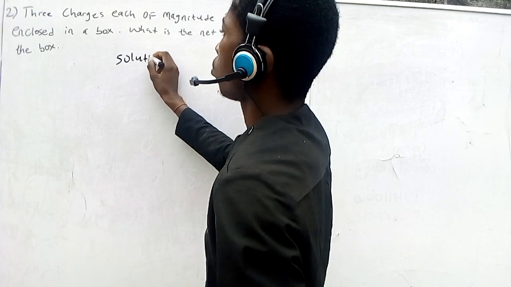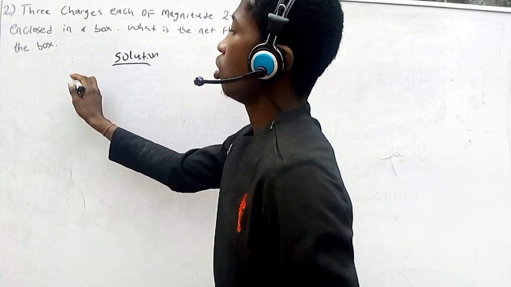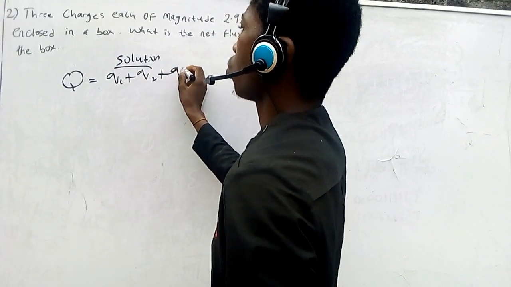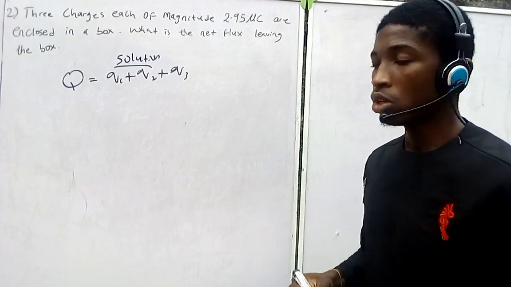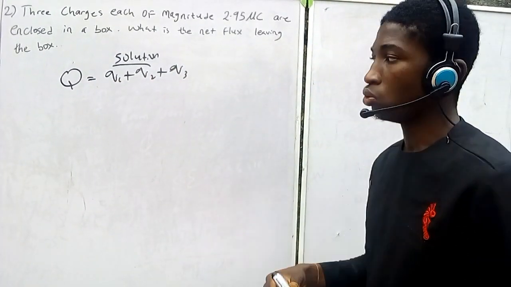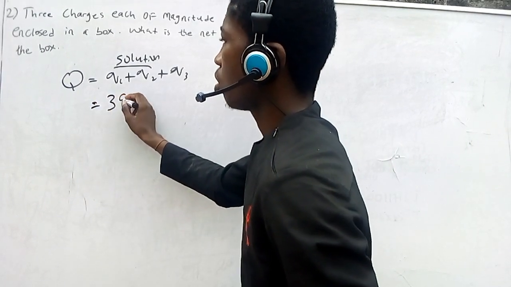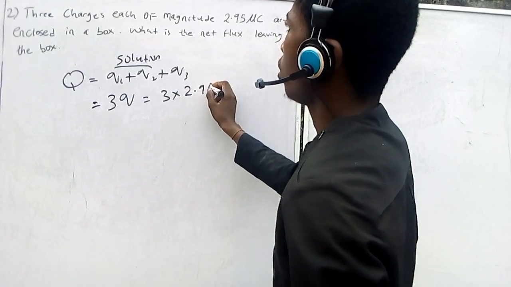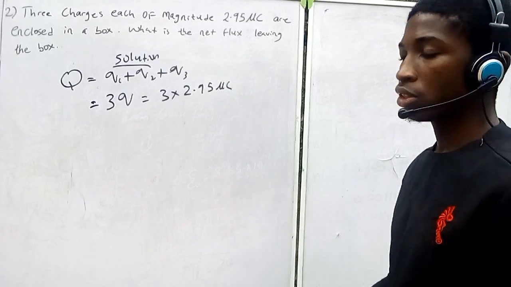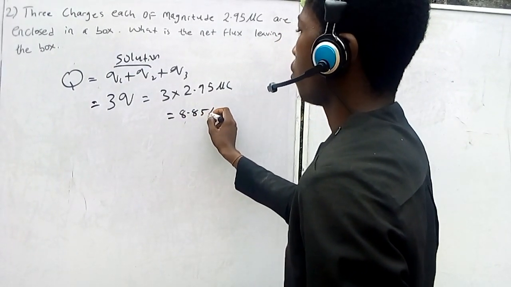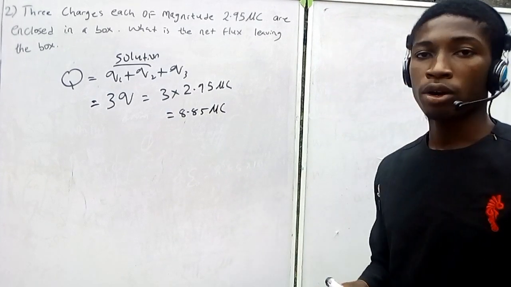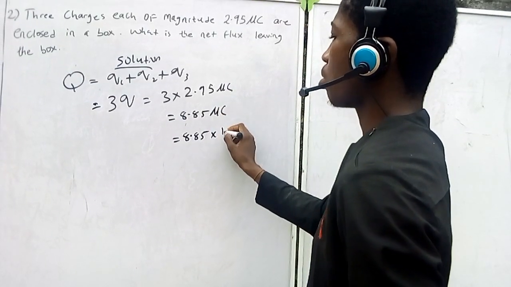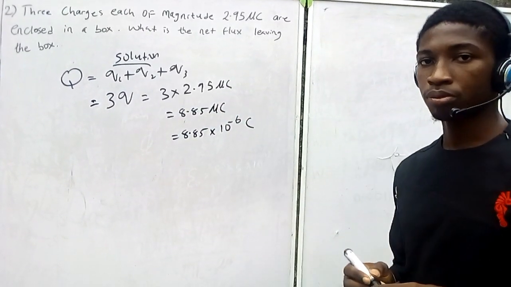Solution: the net charge is the sum of all the charges, Q1 plus Q2 plus Q3. Since each of them has the same magnitude, this is equal to 3 times the charge, which is 3 times 2.95 microcoulomb. That gives 8.85 microcoulomb. Microcoulomb is not the unit for charge, so change to coulomb. Micro is times 10 to the power of negative 6, so that is 8.85 times 10 to the power of negative 6 coulomb. Do you understand?